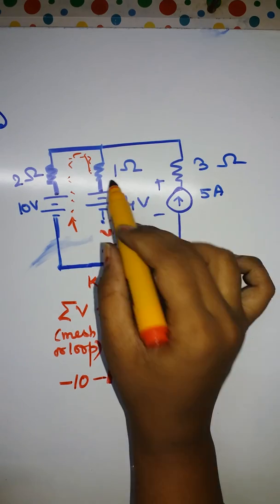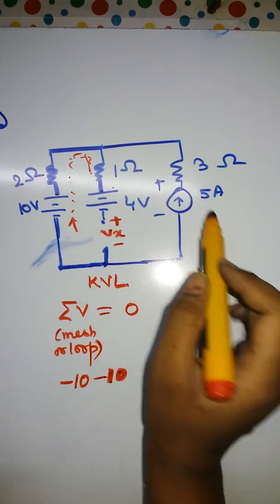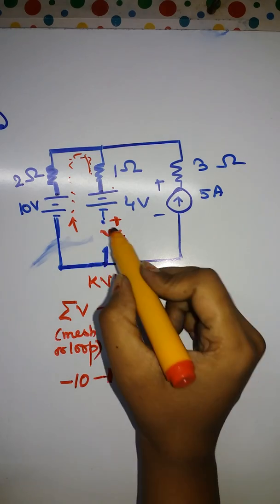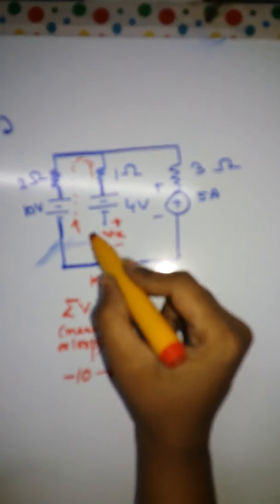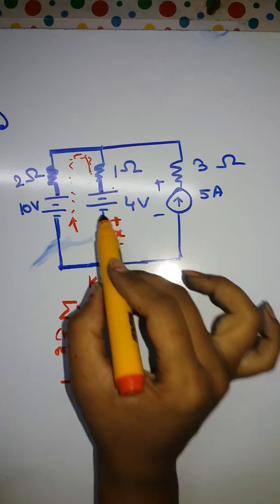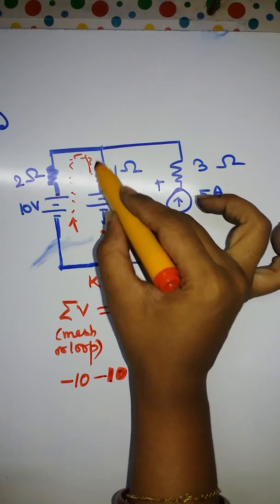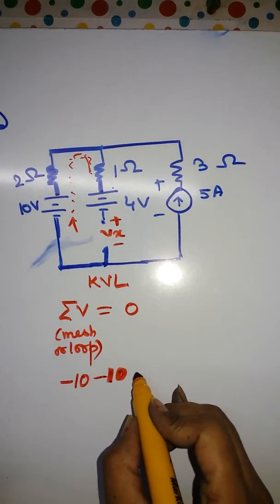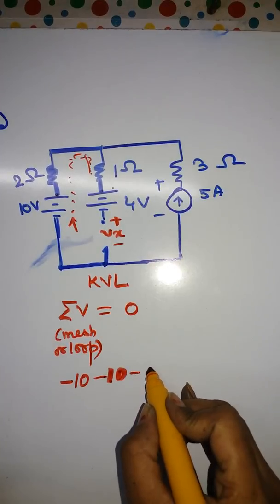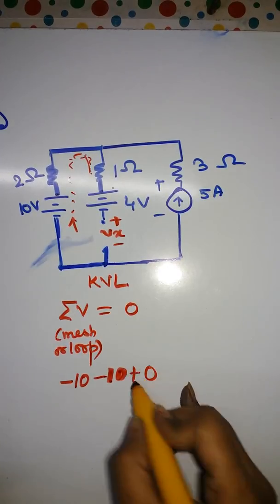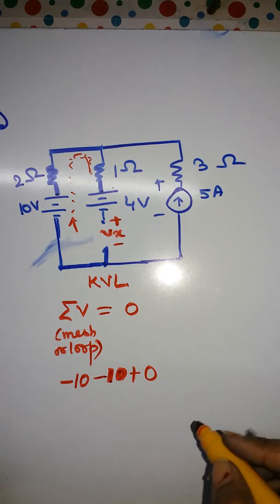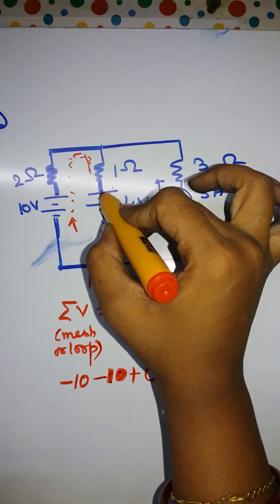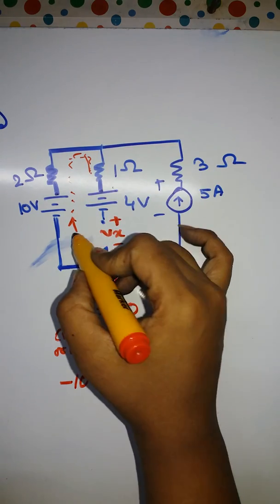1 ohm. Now tell me, should we multiply 1 ohm with 5? No, because this part is open, right? You can see here it is open. So the current which is flowing through this branch is 0. Therefore, you write minus, you write plus, whatever, it is 0, right? Now then we are coming towards 4, right?